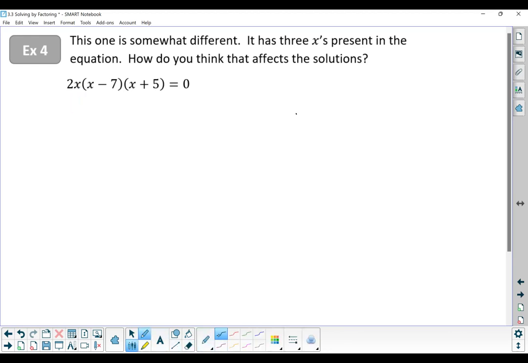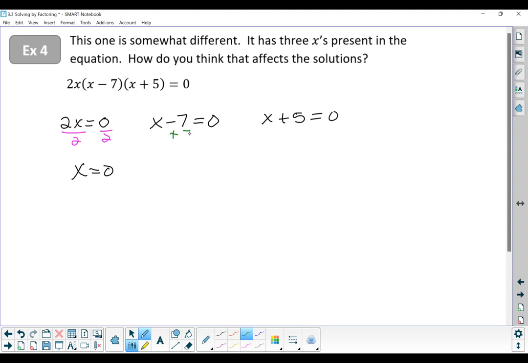The first factor is a 2x. And again, it's because of the x that this is contributing an answer. The second solution comes from x minus 7 being equal to 0, and the third solution happens when x plus 5 is equal to 0. So the first one to solve, I divide that 2 away. X is equal to 0.